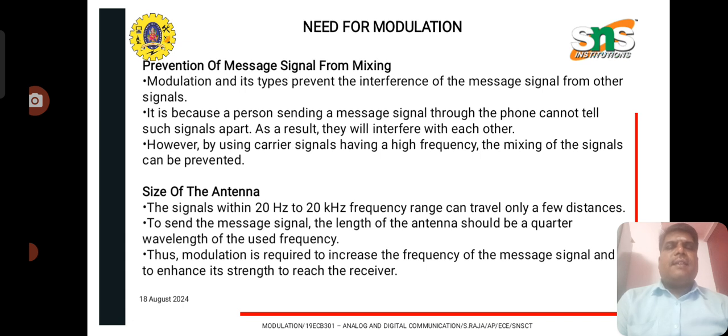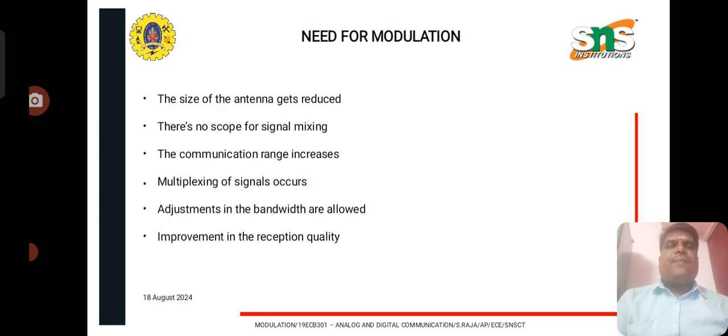Size of the antenna. The signals with 20 Hz to 20 kHz frequency range can travel over a short distance only. To send the message signal, the length of the antenna should be a quarter wavelength of the used frequency. Modulation is required to increase the frequency of the message signal and to enhance its strength to reach the receiver. Overall, the need for modulation is: the size of the antenna gets reduced, there is no scope for signal mixing, the range of communication increases, multiplexing of signals occurs, adjustment in bandwidth is allowed, and improvement in the reception quality.